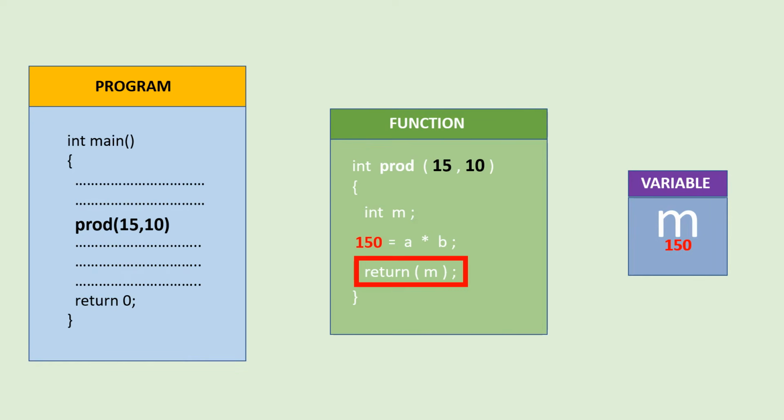We then have this return statement in the function, which means that the value in variable m has to be returned to the program from where the prod function was called. So the program that called the prod function now gets back the processed result. This is how the function operates.